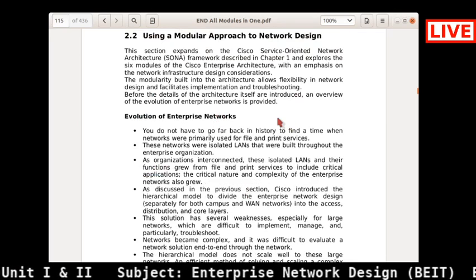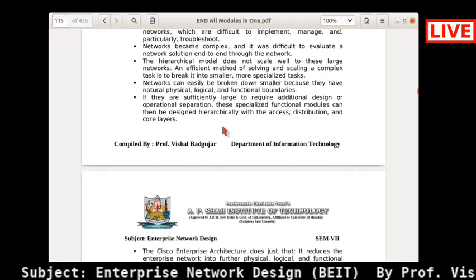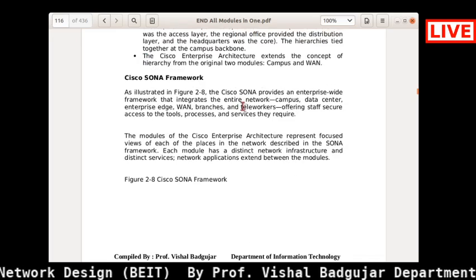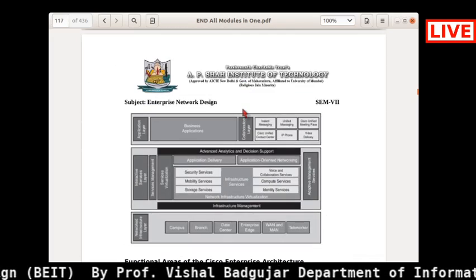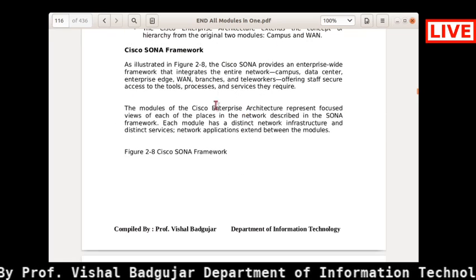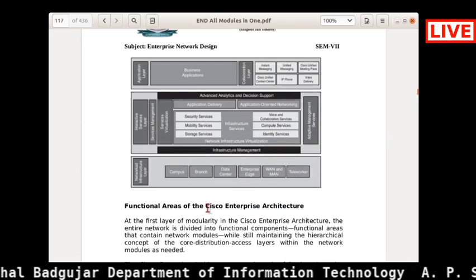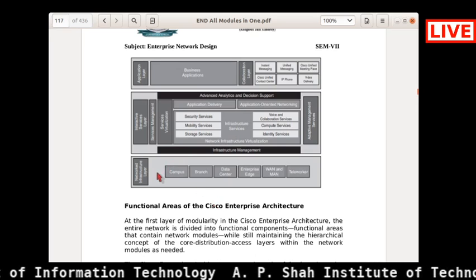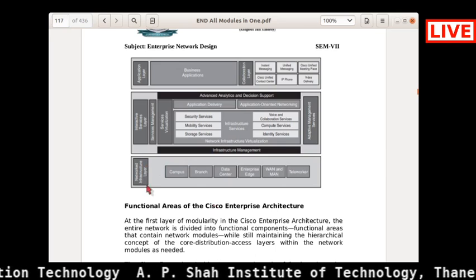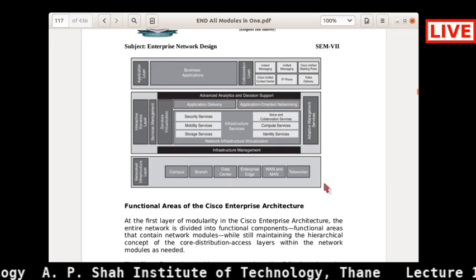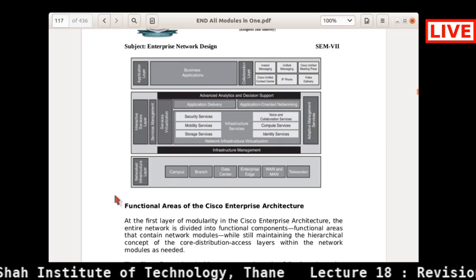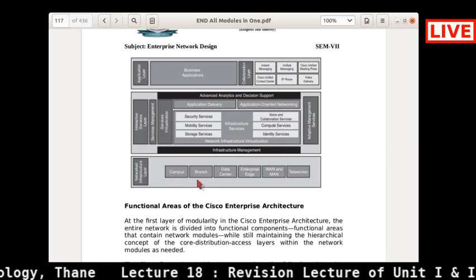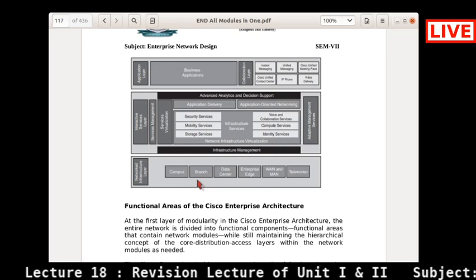Then we have the modular network design. In that, how can the enterprise network be built with the help of Cisco, right? That's why the Cisco SONA framework again comes into the picture, which has different functional areas that we have seen in the network infrastructure layer. So these 6 functional areas are there, right? A question may be asked like that: how many functional areas are there in the network infrastructure layer, right?